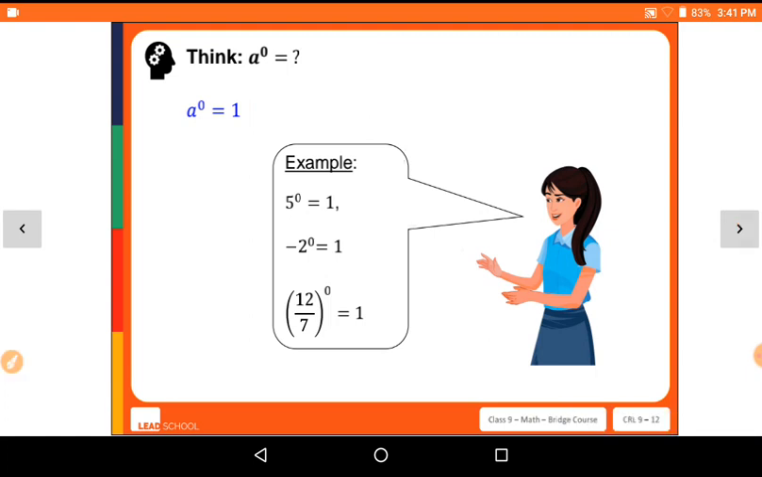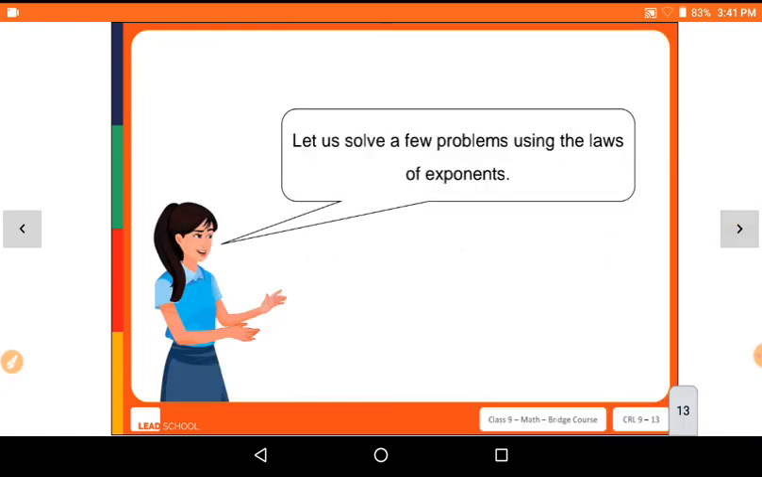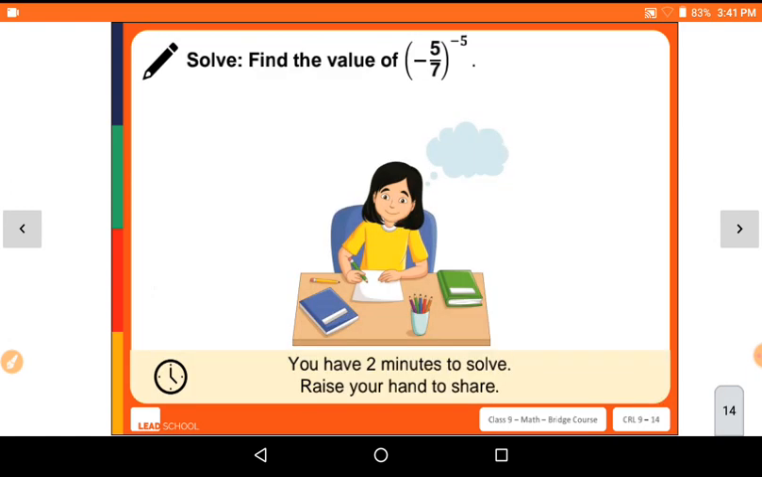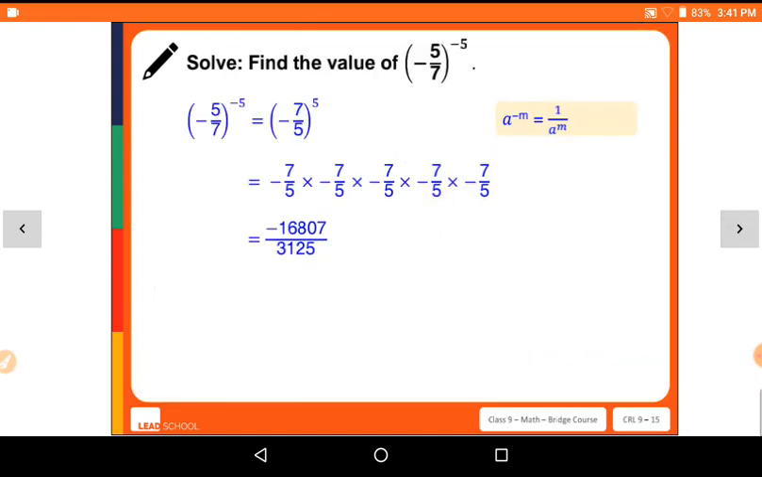Similarly, next problem using the laws of exponents. How can we solve minus 5 by 7 raised to minus 5? So we have to convert it to minus 7 by 5. If we convert it, obviously we use the first law here, like a raised to minus m is equal to 1 upon a raised to m.